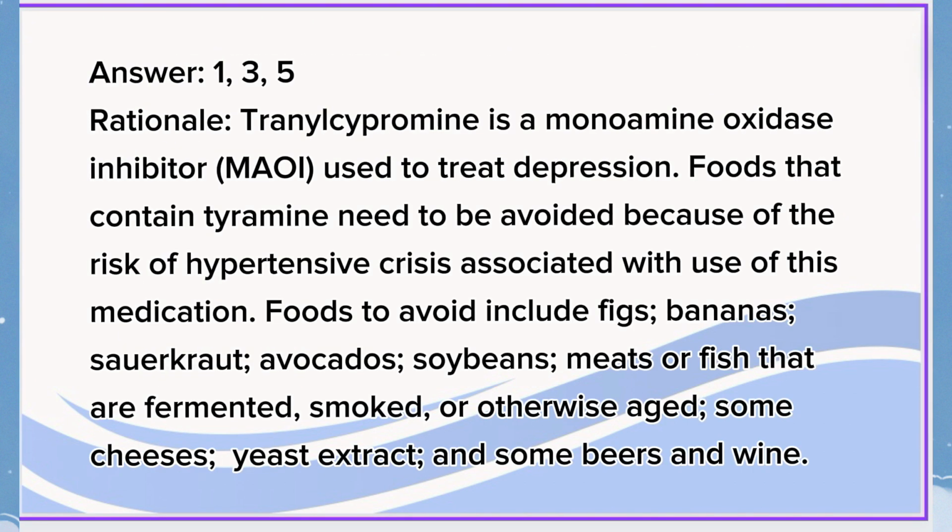Rationale. Tranylcypromine is a monoamine oxidase inhibitor, MAOI, used to treat depression. Foods that contain tyramine need to be avoided because of the risk of hypertensive crisis associated with use of this medication. Foods to avoid include figs, bananas, sauerkraut, avocados, soybeans, meats or fish that are fermented, smoked, or otherwise aged, some cheeses, yeast extract, and some beers and wine.